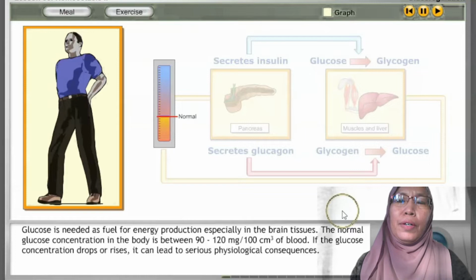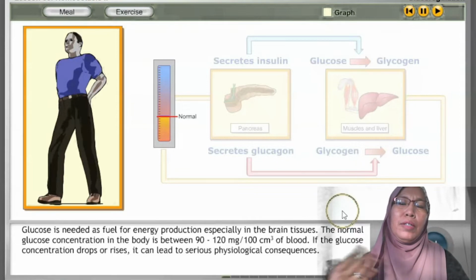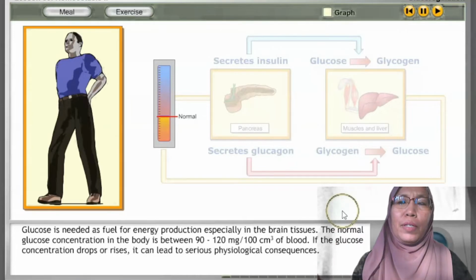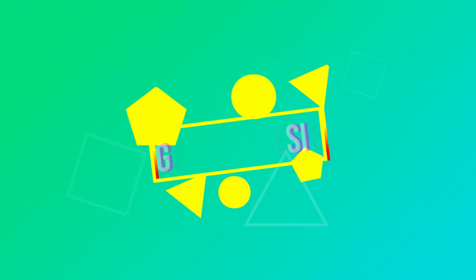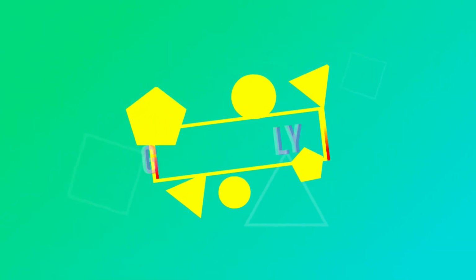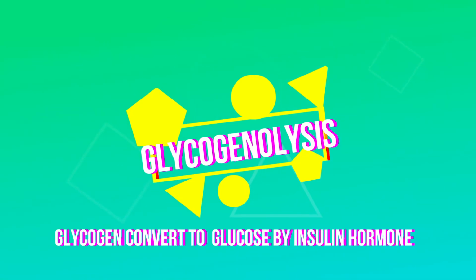And when we do not take in enough glucose, depending on our body, we can also get energy from glycogen. Glycogen will be converted by glucagon to glucose. So remember the process of glucose to glycogen, which we call glycogenesis. And when glycogen is converted to glucose, we call it glycogenolysis. Those are two processes you must remember.